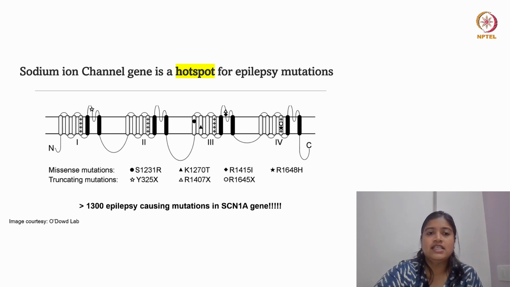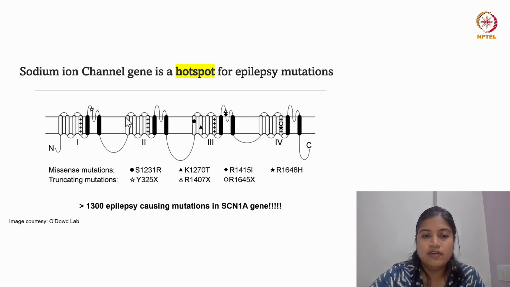Now, among the genes that can result in an epilepsy mutation, the sodium ion channel gene is a hotspot. This is a 2D representation of the sodium channel, and there are four domains: domain 1, 2, 3, and 4. The transmembrane segments 1 through 4 are considered the voltage sensing domain, and the black ones here, segments 5 and 6, form the pore forming regions.